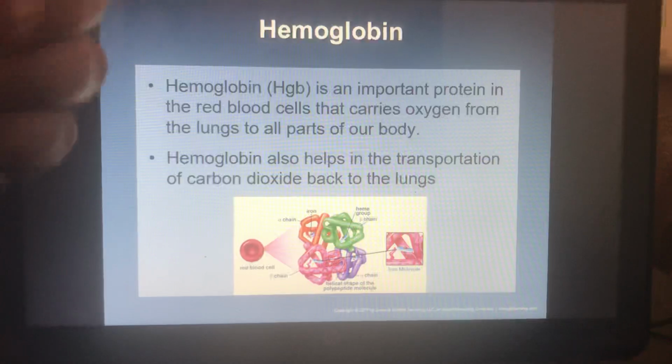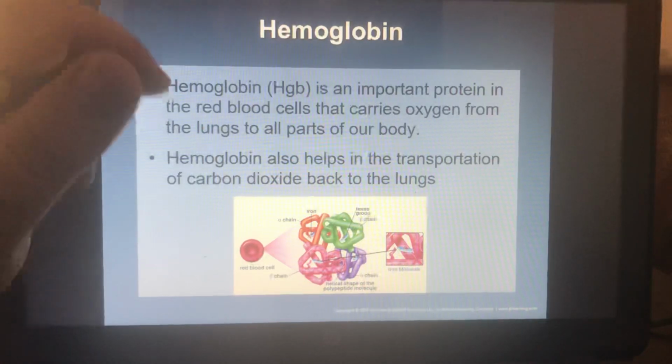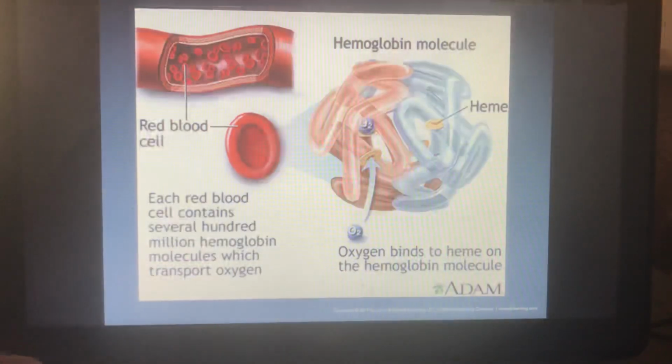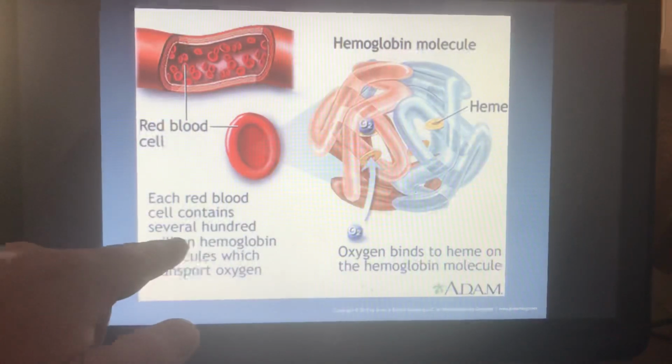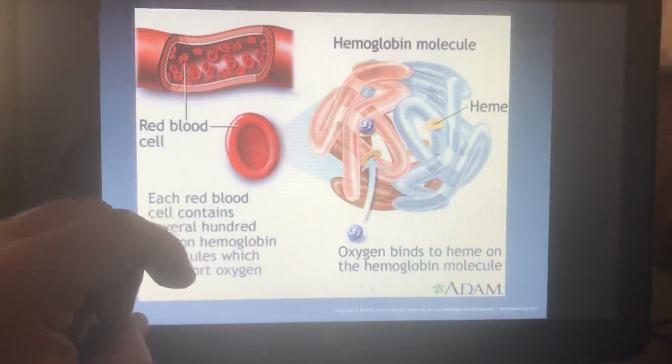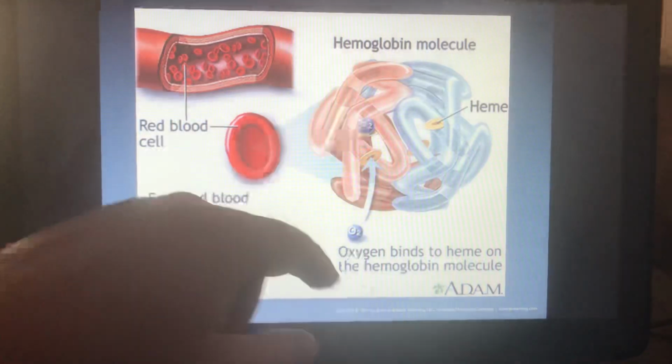And remember, in respiratory emergencies, partial pressure is what moves it. It'll basically move from a higher concentration to a lower concentration. They talk about how many they've got: several hundred million hemoglobin molecules that help transport. The oxygen pretty much binds to it, and it goes in.